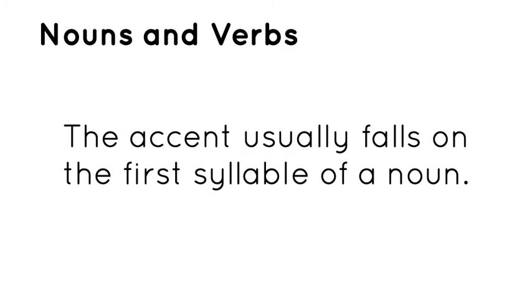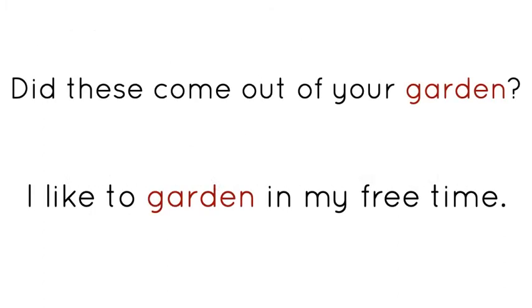Now let's move on from compound words to nouns and verbs. Oftentimes we will find words that can be both a noun as well as a verb. And one of the ways that we can distinguish whether or not a word is referring to a noun or a verb is to pay attention to where the accent falls. In nouns, the accent usually falls on the first syllable. Conversely, in a verb it will often be the second or last syllable. Let's look at an example.